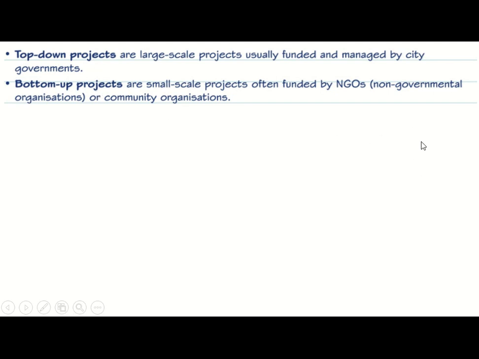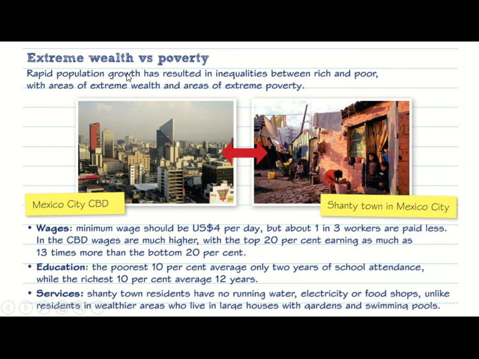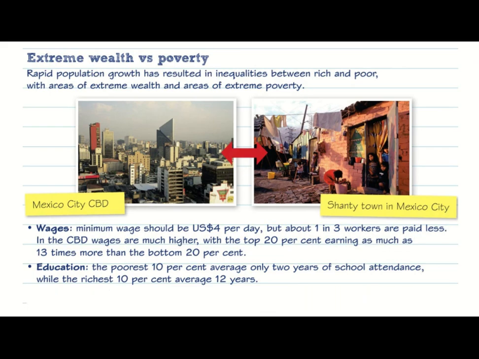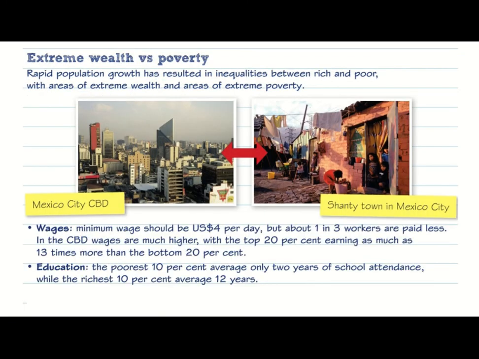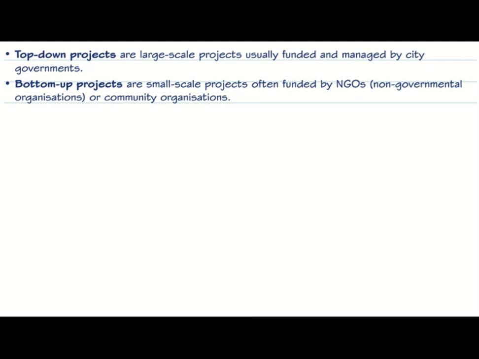But in Mexico City, you need to know specific ones for Mexico City and what they're trying to do. These projects are really designed to link into these problems: this extreme wealth versus poverty, and this impact of rapid urbanization. So these issues associated with Mexico City are what they're trying to address through their top-down and bottom-up projects.